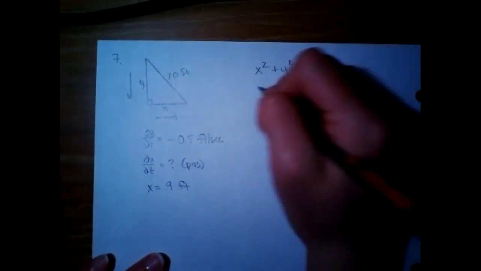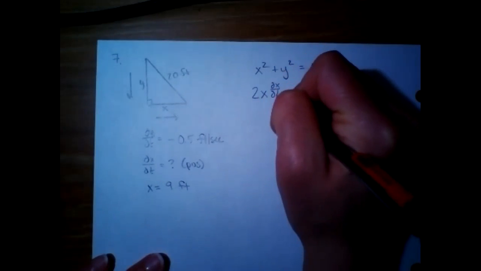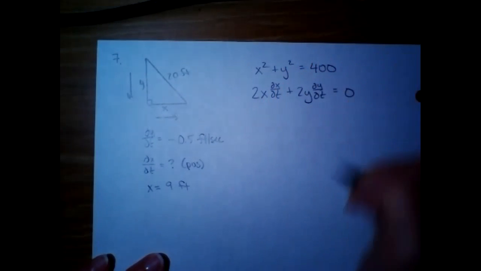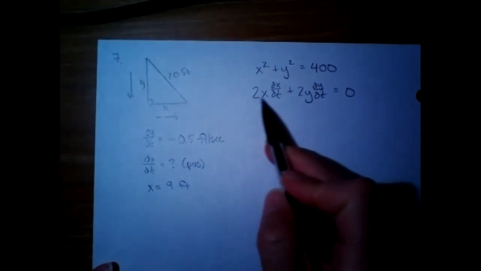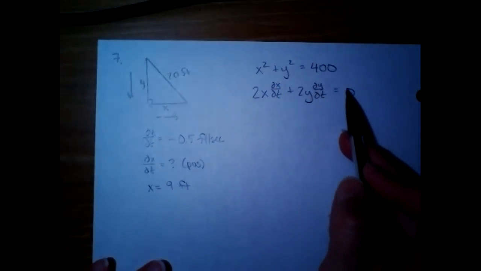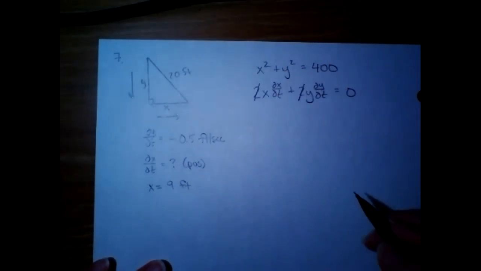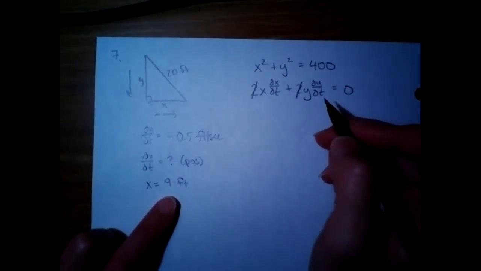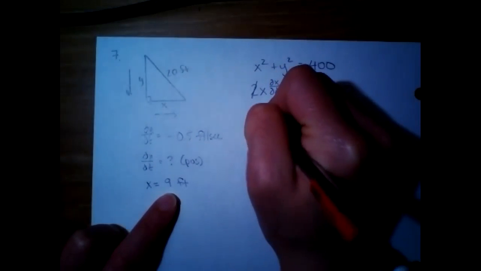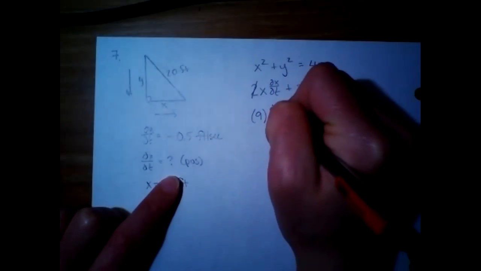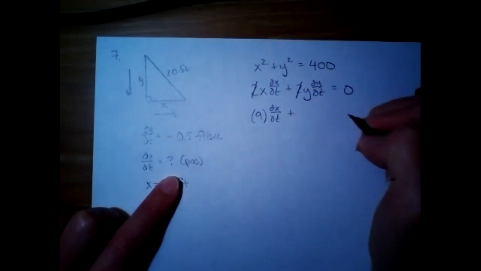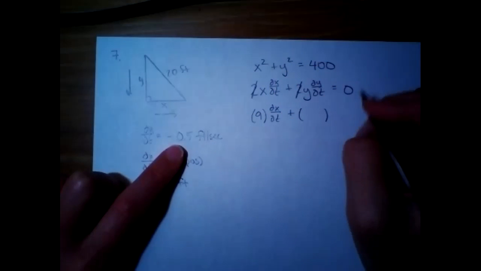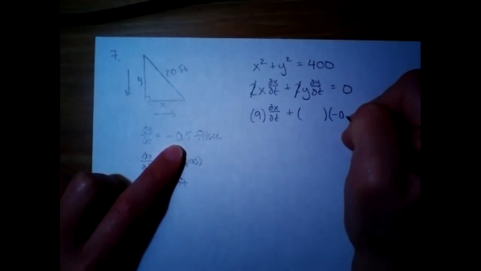And then the derivative will be 2x dx/dt plus 2y dy/dt equals 0. If you divide everything by 2, 0 divided by anything is still going to be 0, so you can cancel out the 2's. And then we're going to plug everything in. So x is 9, and dx/dt is what we're trying to find. And y we don't have, so I'll come back to that. And then dy/dt is negative 0.5.